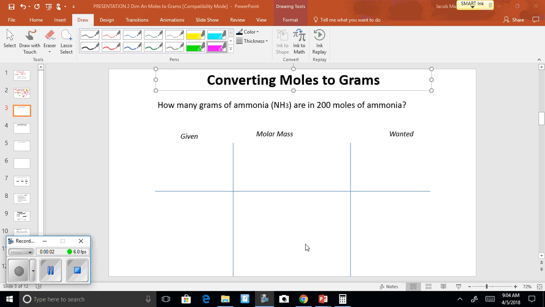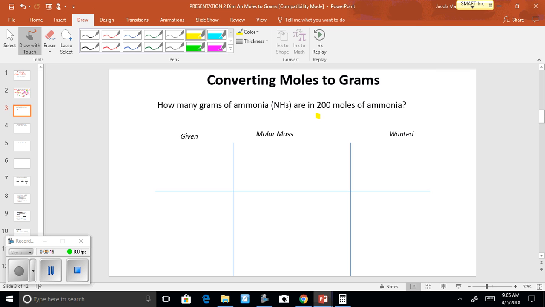Okay, now we're going to look at how to convert moles to grams of a molecule. So read the question and try to figure out which is your given and which is your wanted. All right, so in this question, we have 200 moles of ammonia. And just so you know, ammonia is this chemical right there. It's that molecule right there. It wants to know how many grams of ammonia is in 200 moles of ammonia.